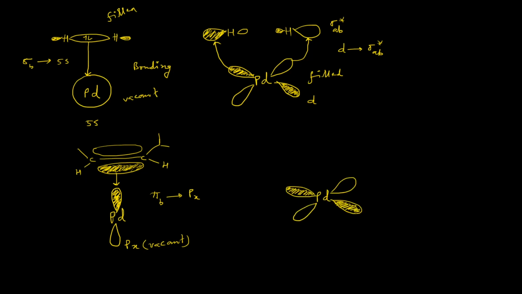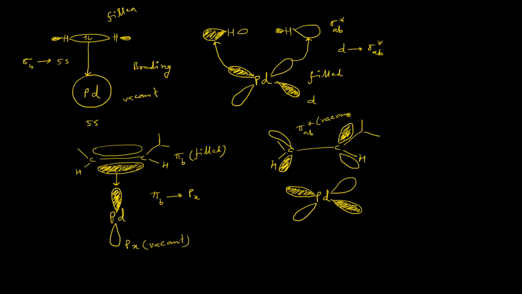So here this pi bonding orbital is filled. This is our pi star antibonding, which is vacant, and this is the d orbital of palladium, which is filled. So here the back bonding will take place. Electrons will go from the palladium d orbital to the alkene pi star orbital.